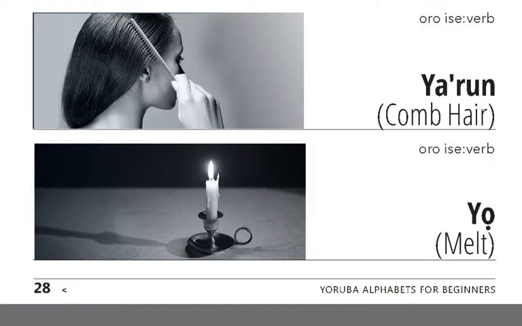Another one, this is another word with an apostrophe. This is a combination of two words, like I kept saying, and I want to prepare your mind that we're going to be talking about such words in other videos. Yi, a, apostrophe, ri, u, ni, yarn, comb your hair. You want to tell someone to comb your hair. Yarnwe, yarnwe. The last one, yo, yi, o, yo, melt.